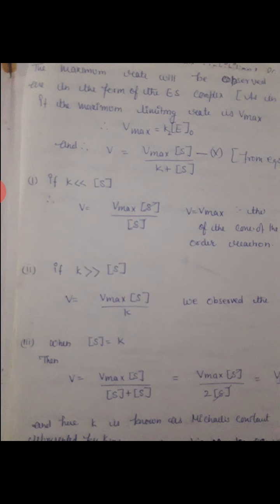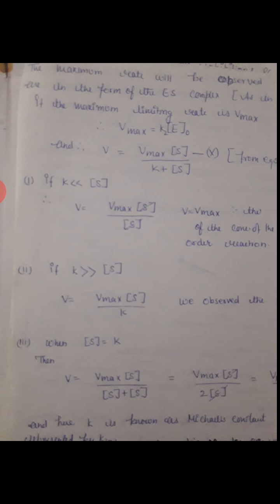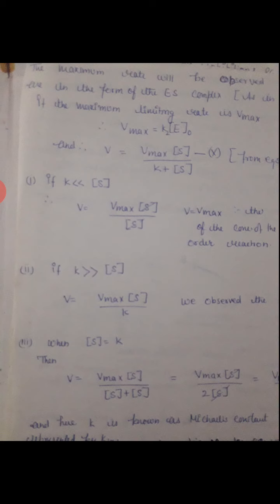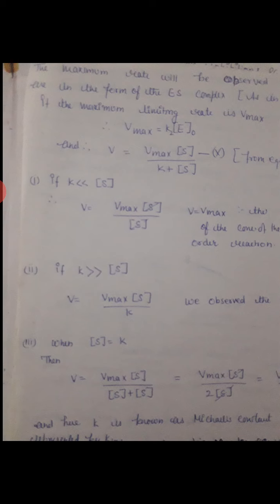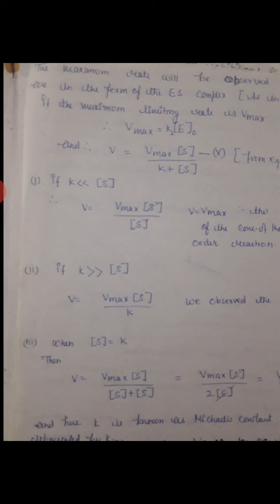Next, if Km is very large compared to the concentration of S, we can ignore the concentration of S in the above expression. So we observe that the reaction is first order in this case. The rate of reaction depends upon the concentration of the reactant, so it is first order in this case.